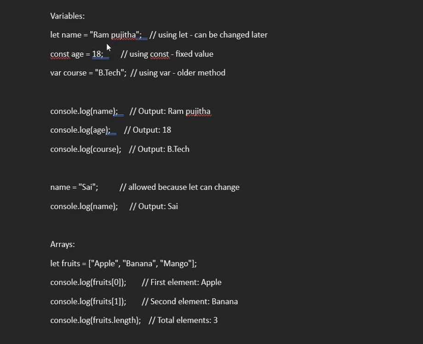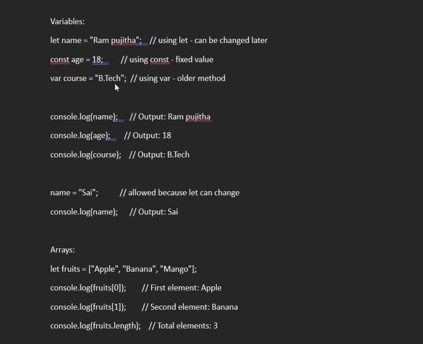Concept explanation. Variables are containers for storing data in JavaScript. We can declare them using let, const, or var. Let can be reassigned and is block scoped. Const cannot be changed. Var is the older way, function scoped, and not recommended. Let's come to the code explanation.